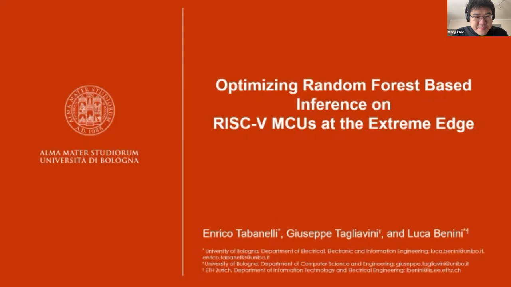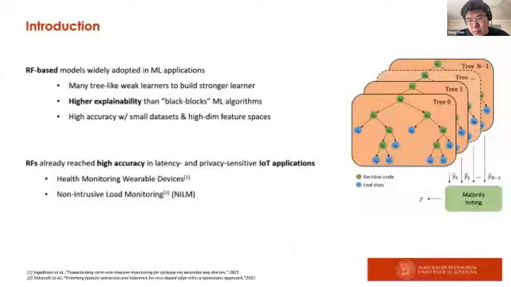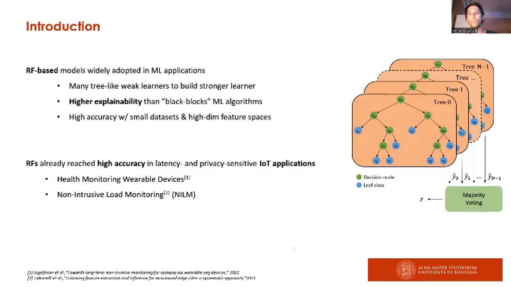I'm a third year PhD working in the research group of Professor Luca Benini. Today I will present my latest research on optimizing the inference of random forest-based algorithms on RISC-V MCUs. Random forests are widely adopted among a broad range of ML applications. They aggregate many weak decision trees, building a stronger learner. They present higher explainability and interpretability than black box ML and achieve good results with small datasets and high dimensional feature spaces. In this context, random forests have already reached high accuracy in IoT applications. Some examples are health monitoring, wearable devices, and non-intrusive load monitoring.